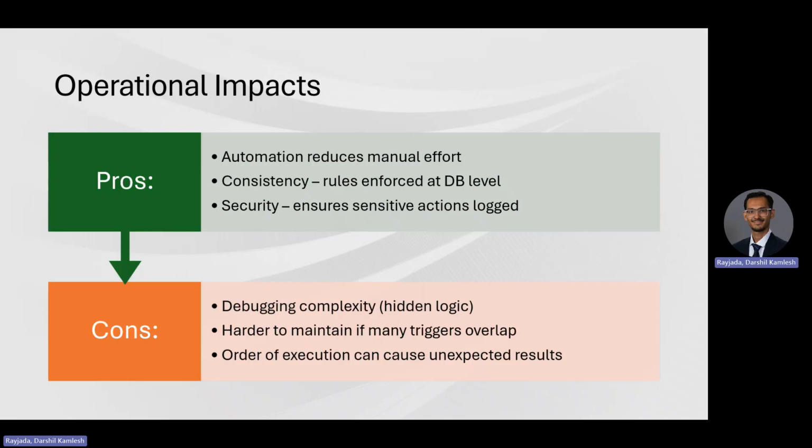Pros and cons. So the pros: automation reduces manual effort, consistency means rules are enforced at the database level, and security ensures that sensitive actions are logged. But the cons are, again, as I mentioned, debugging complexity, it's harder to maintain if many triggers overlap, and order of execution can cause unexpected results.